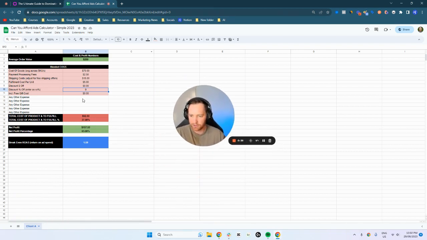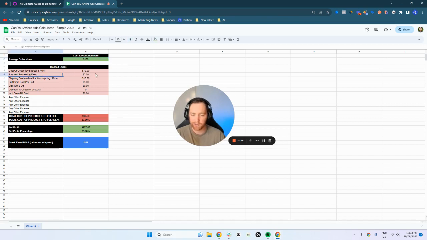This is just a little simple calculator, but it's an important exercise for every e-commerce business to do during this time if you are going to run offers. So let's just say, for role-playing sake, the average order value for this brand is $250. The average cost of goods sold is $70.